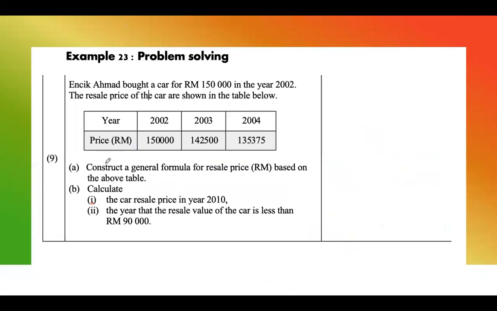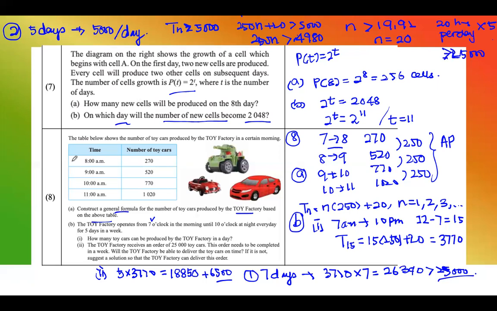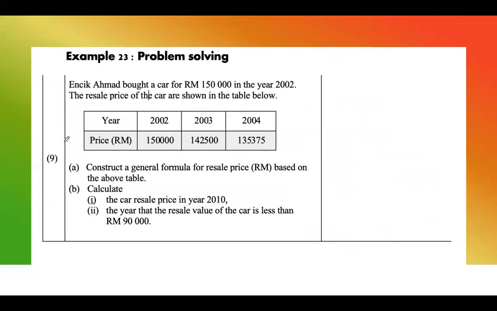Okay, the next one will be this. So just now I said this is AP, right? So AP is arithmetic progression. So this one you'll learn in AdMath. So another one, this one is GP. You also will learn it in AdMath. Okay, so what is the difference between AP and GP?